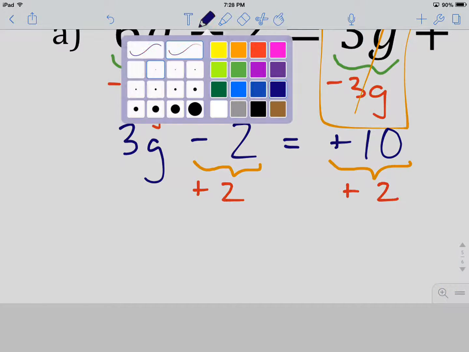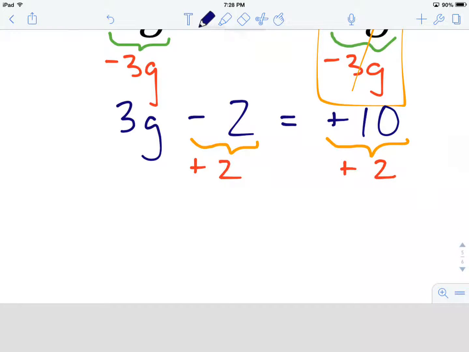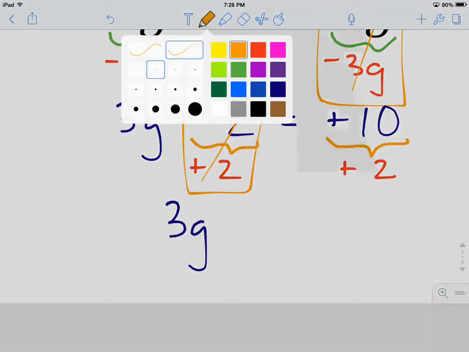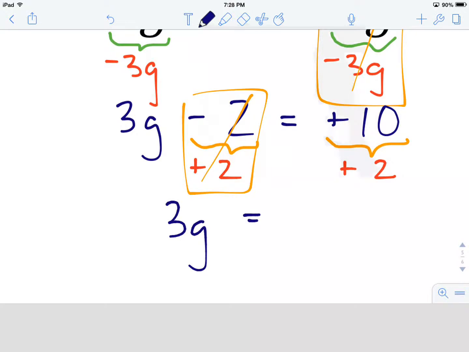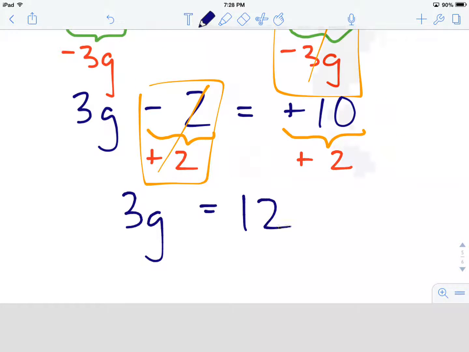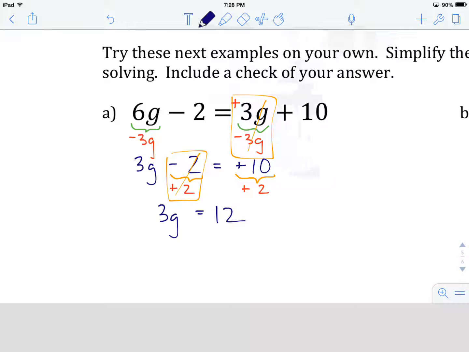So on the left side of the equation, I have 3g and that minus 2 plus 2. Those two things have undone each other, so they're not around. 3g equals, and that is 10 plus 2, which gives us 12. No more like terms. Now we can go about the business of solving.